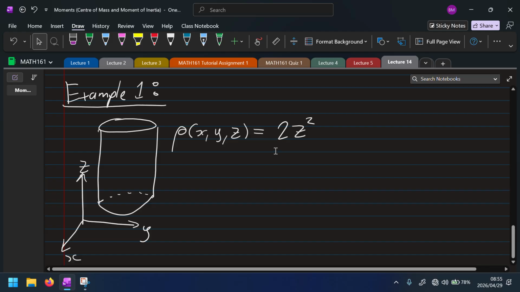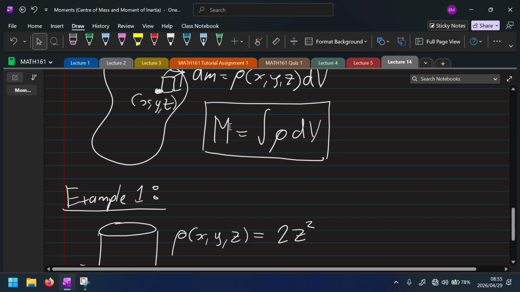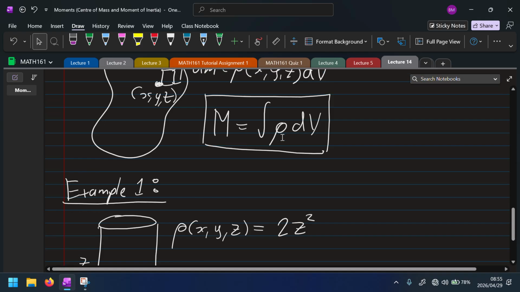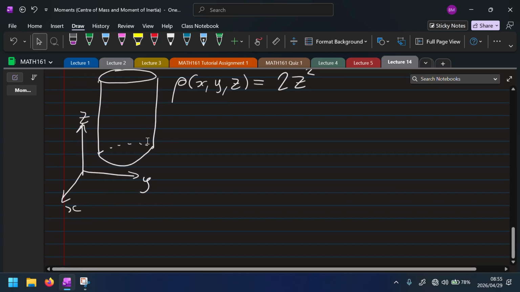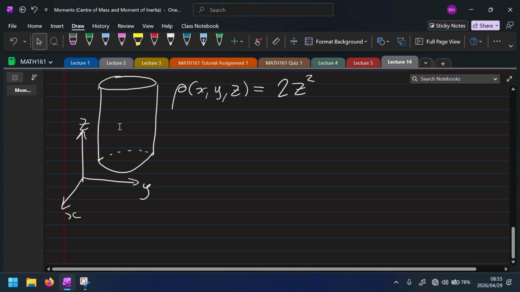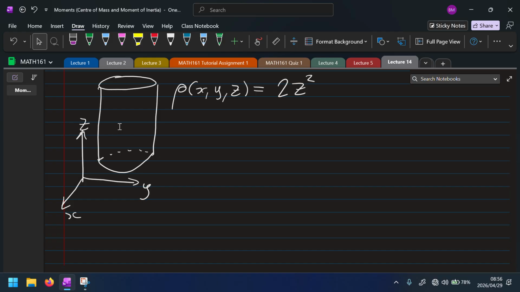So we're going to use our formula over here. So the total mass is the integral of the density dV. And again, dV depends on what shape we have. So this is a cylinder. When we were calculating the volume of these things, what did we use for a cylinder? What method?